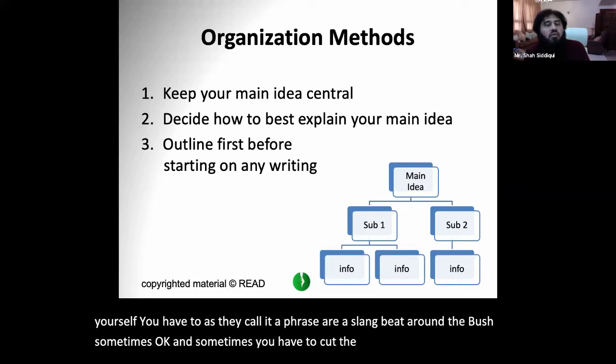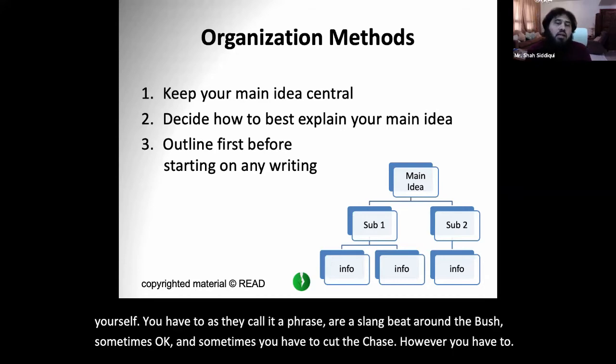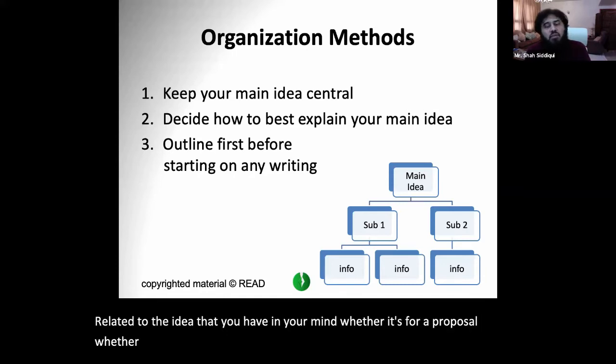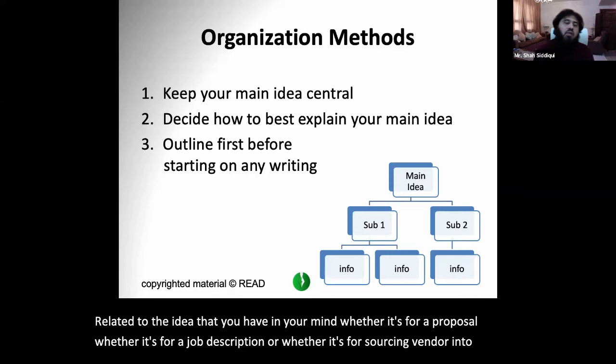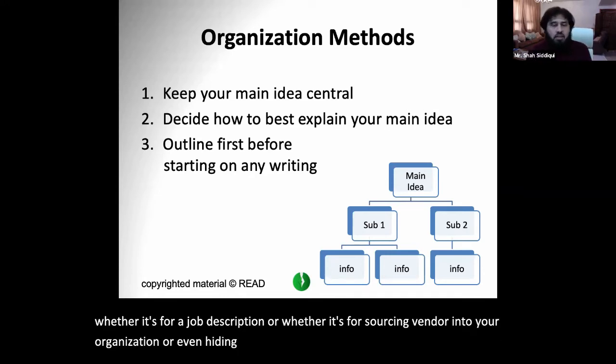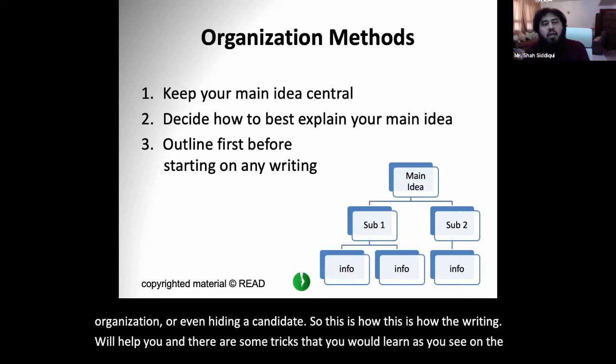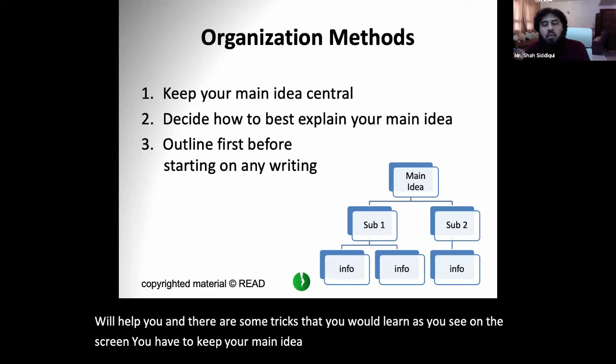However, you have to relate to the idea that you have in your mind, whether it's for a proposal, for a job description, for sourcing a vendor into your organization, or even hiring a candidate. So this is how the writing will help you. And there are some tricks that you would learn as you see on the screen. You have to keep your main idea central, okay? But you have to explain it in your own way.